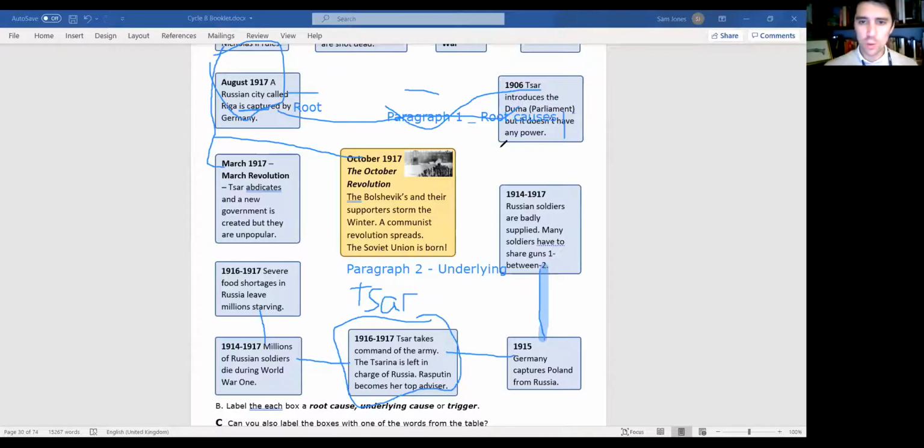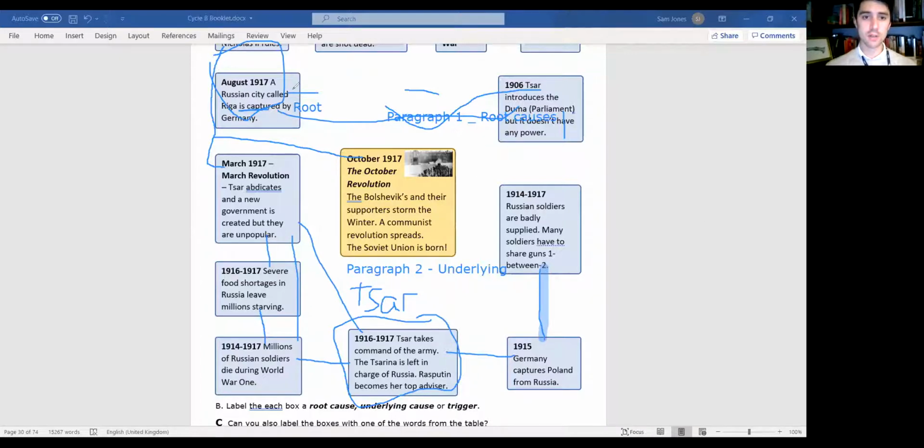And also, all of these things that I've then linked together about World War I, well, they lead to the March Revolution. Of course, I could also draw an arrow from here, because not only is it happening because of what's happening in World War I, but it's also happening because the nobles have turned against the Tsar due to him leaving Rasputin in charge with the Tsarina. So all of those things lead to the March Revolution in 1917, when the Tsar is forced to abdicate and a new government is created.